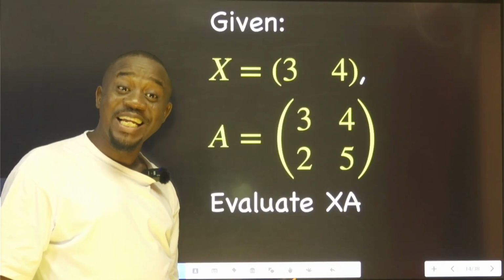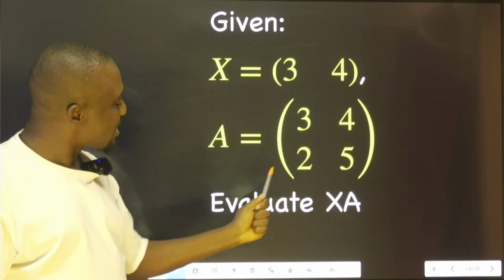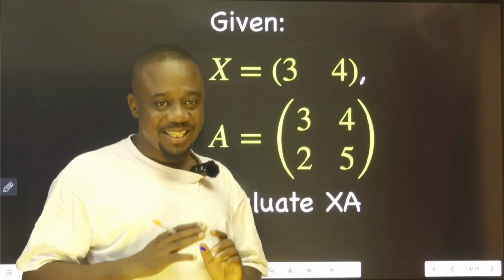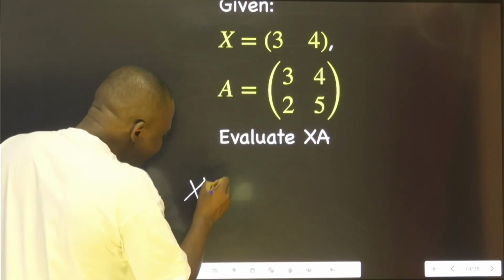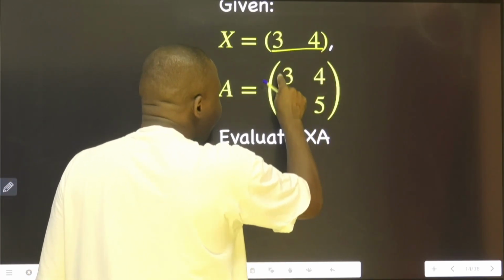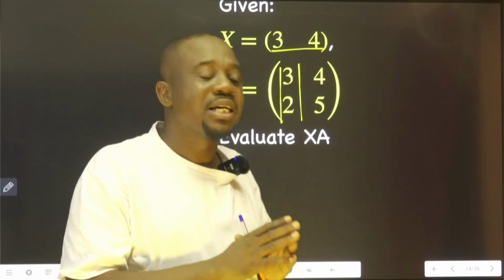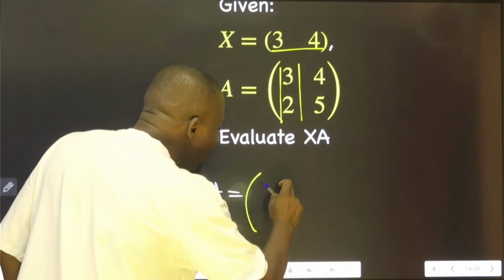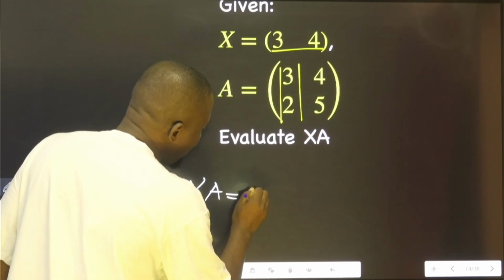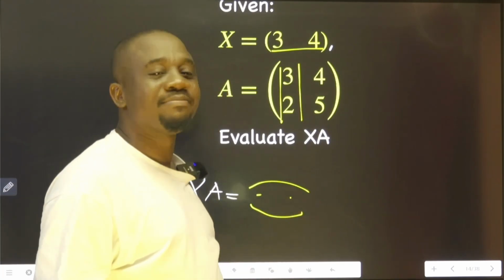Okay? Let's look at this. Given S is equal to this and A is equal to this, we should evaluate XA. Look at it. XA means this will first of all multiply this. The confusion here is always the new matrix, is it going to be like this? Or it's going to be like this? It is going to be like this.